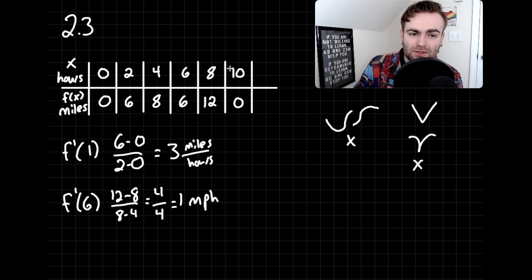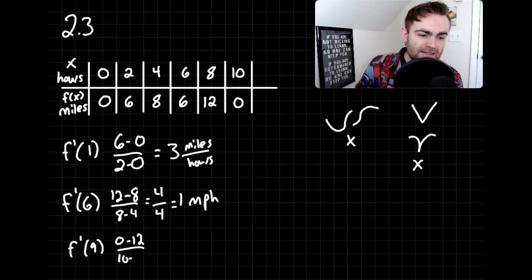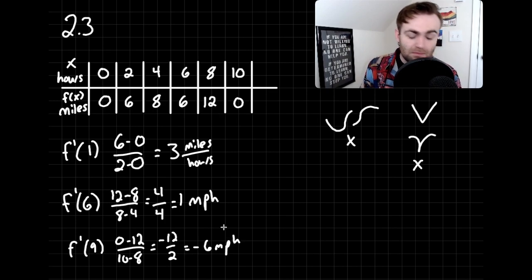In this case, let's actually look at the instantaneous rate of change at 9. So for that, we'll use these values here, which would be 0 take away 12 over 10 take away 8, and that would give us negative 12 over 2, which would be negative 6 miles per hour. So it is perfectly okay for us to estimate these values. It's the best we can do when we have a table.